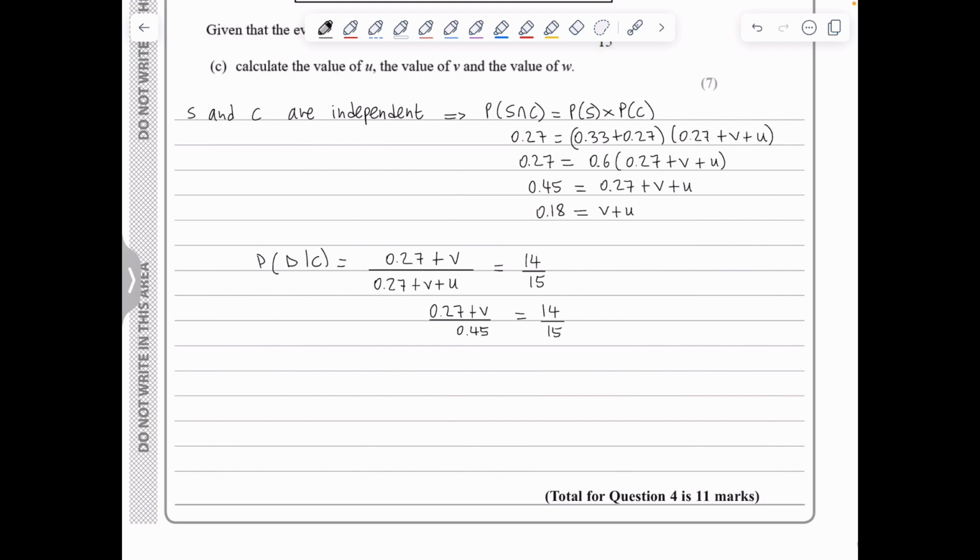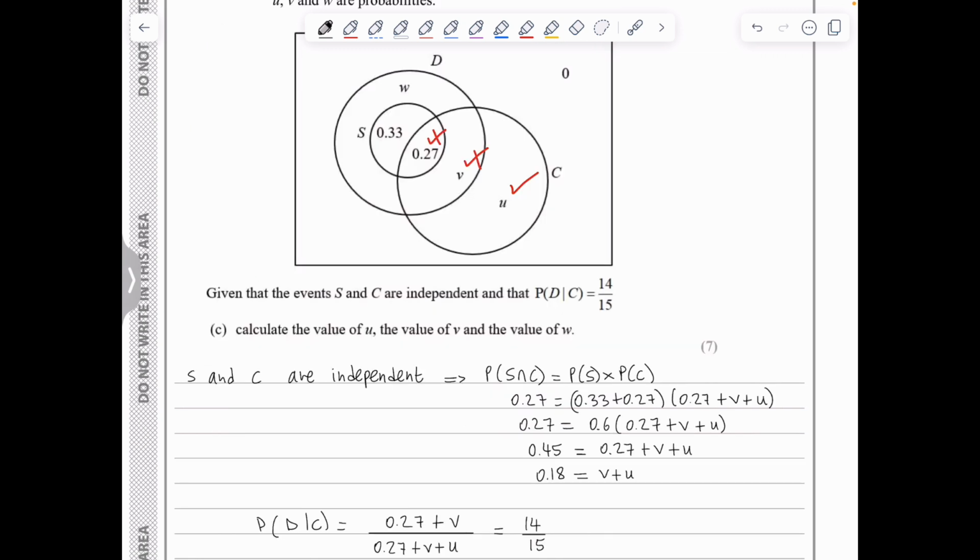And I can cross multiply to get 0.27 plus V is equal to 0.42, which leads to V being 0.15. Now if V is 0.15, then I can go here and find the value of U. So we have 0.18 is equal to V, which is 0.15 plus U, and therefore we know that U must be 0.03. And finally, if I add the probabilities here, I should be finding a result of 1.